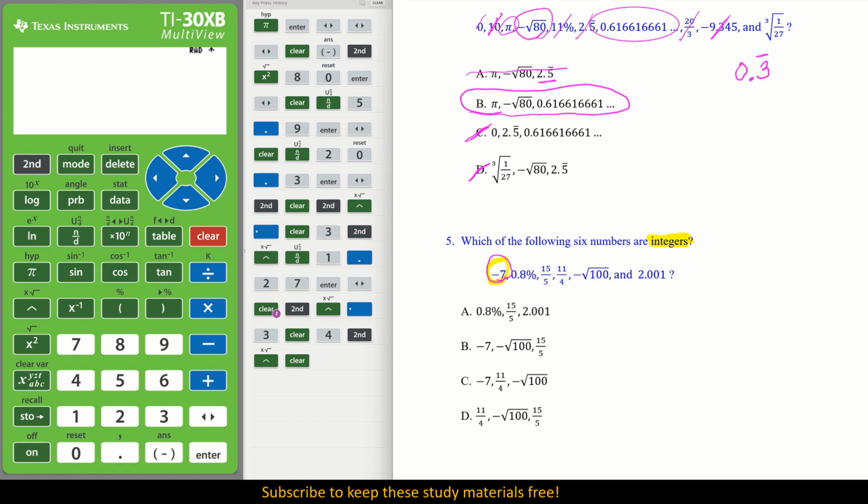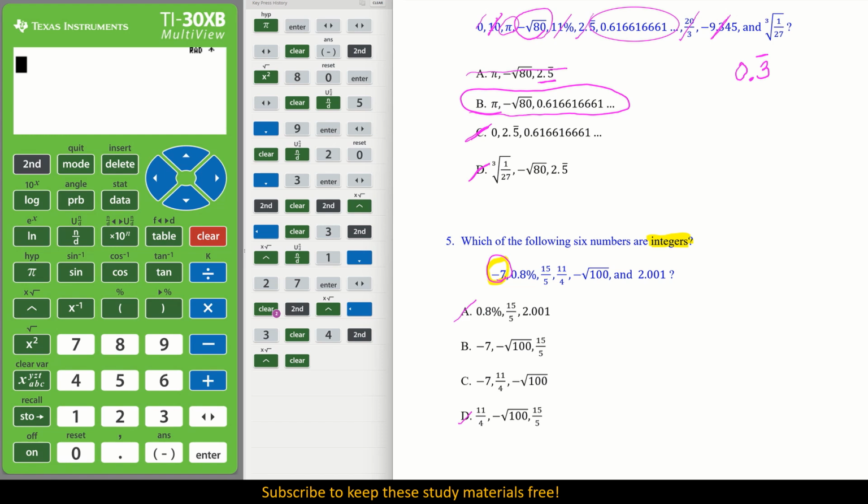So that is B and C. A, that's not going to work, and D obviously won't work. Well, let's keep going so we can prove that. Okay. Now, 0.8, that's not an integer. That's a decimal.